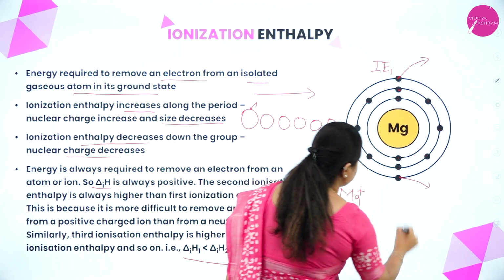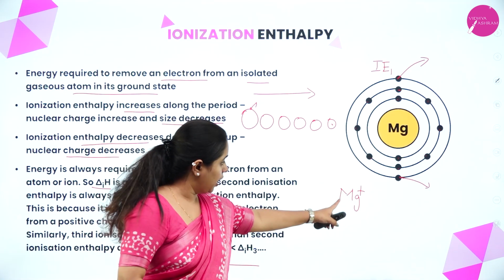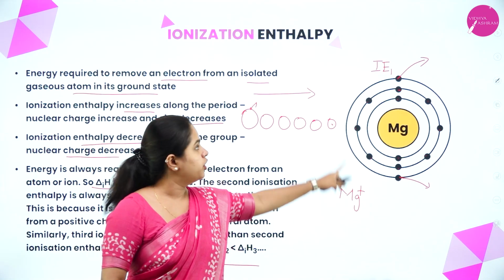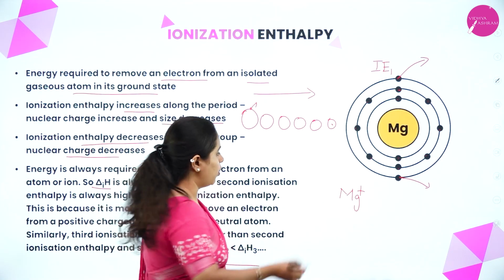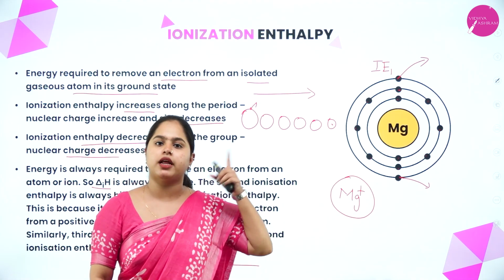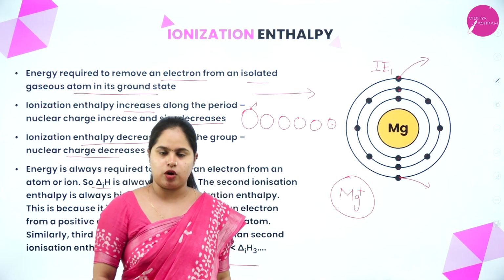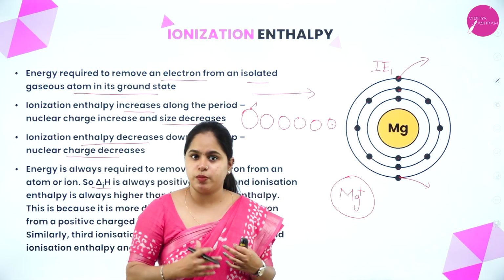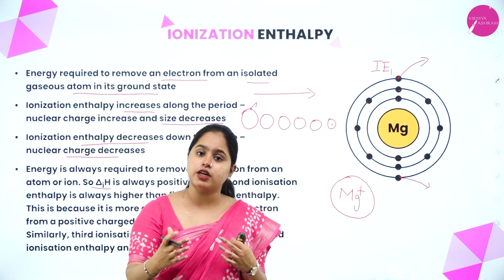So if I remove this electron, now I am removing the electron from the Mg+ ion, not the Mg atom. One electron is already gone. From this Mg+ ion, I am trying to remove the second electron. So Mg+ ion means one electron has been lost. That means one electron is less.